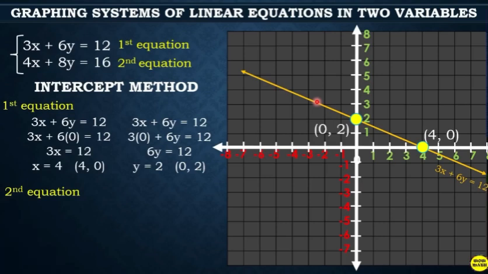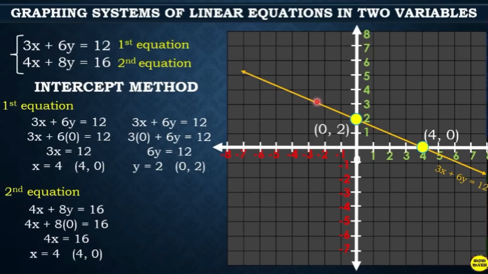Let's have the next one, the second equation. So, we will solve for the x-intercept. So, we will let y is equal to 0. So, we now have 4x is equal to 16. So, 16 divided by 4, that is 4. So, our x-intercept is 4 and the ordered pair is (4, 0). Next. So, we will solve for the y-intercept. So, we will let x is equal to 0. So, we now have 8y is equal to 16 kasi this will be cancelled na dahil 4 times 0 is 0.